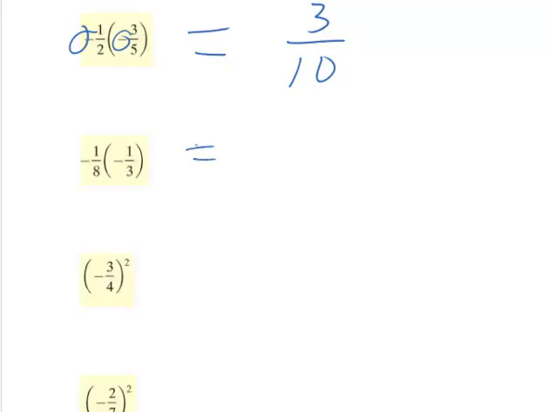Similarly, here in the next problem, again, the same thing. I have a negative times another negative. I know that's going to be positive, so 1 times 1 is 1. 8 times 3 is 24.